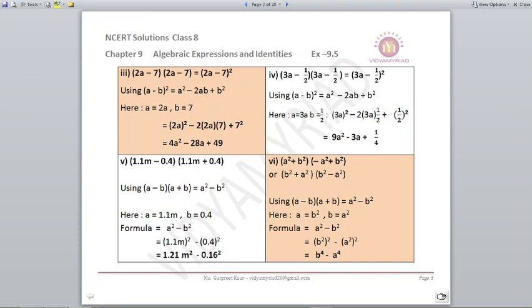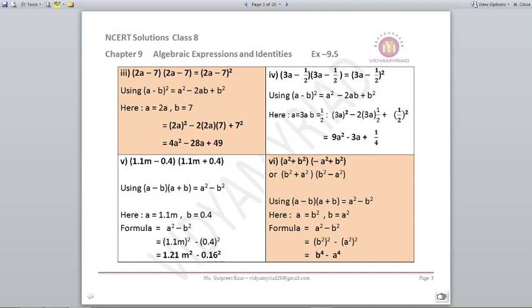Fourth part, (3a - 1/2)(3a - 1/2). So this is also the category of (a - b) the whole square. The formula is a square - 2ab + b square. Now a here is 3a and b here is half. So put it into the formula. You get (3a) the whole square - 2 into 3a into half + (half) the whole square. You get your final answer as 9a square - 3a + 1/4.